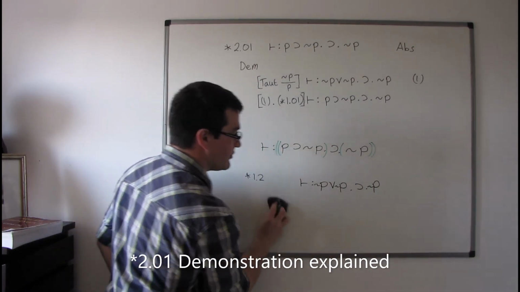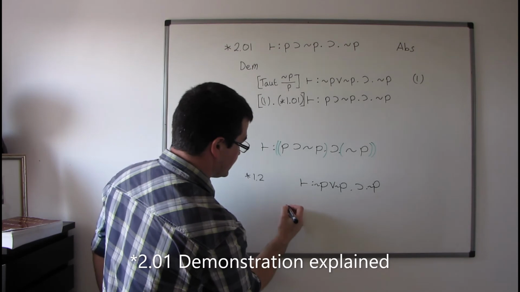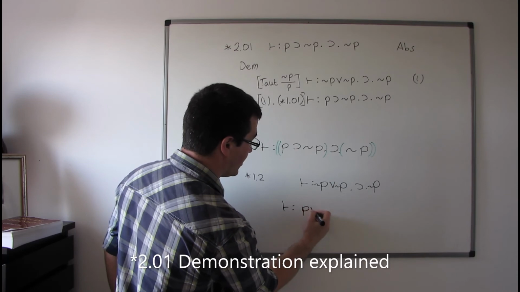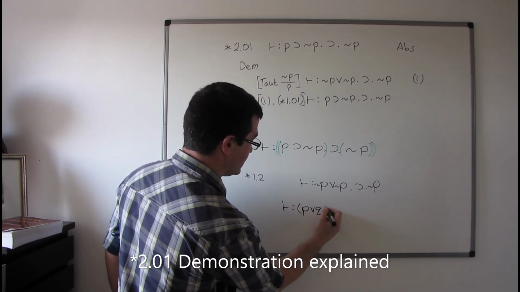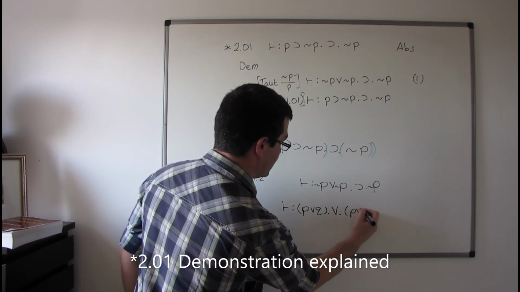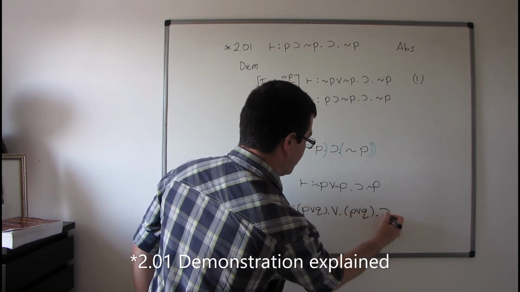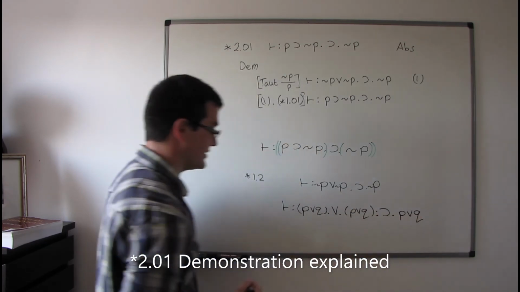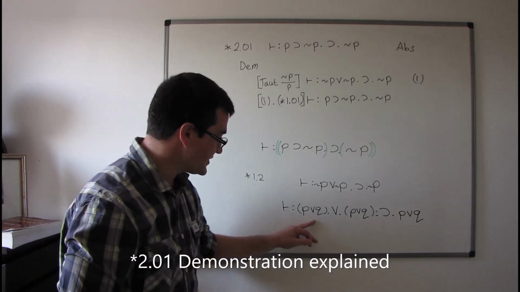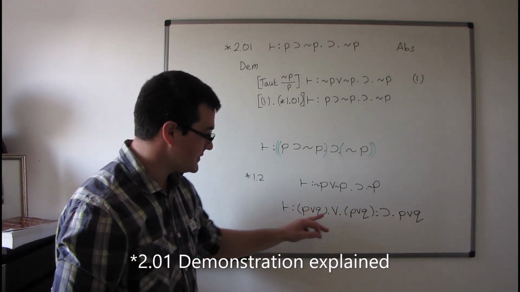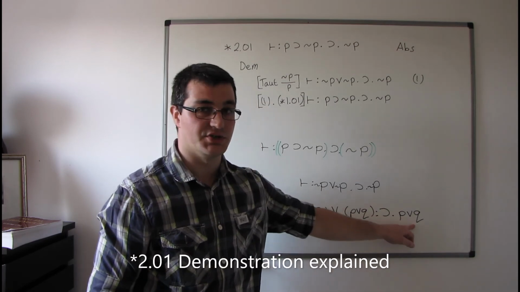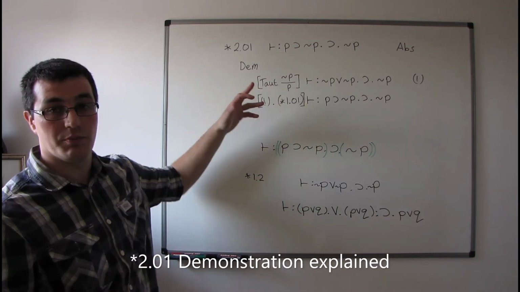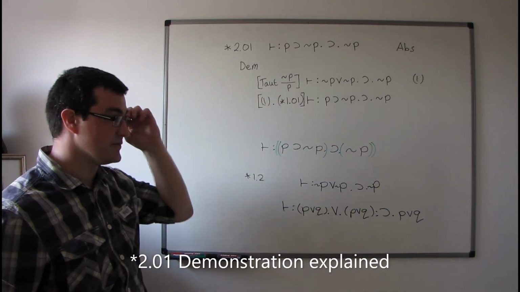But similarly, I could replace with more complicated expressions. So I could replace the P with P or Q. So P or Q, or P or Q, implies P or Q, for instance. It's still got the same form: the disjunction of a proposition with itself implies the proposition. So all of these are effectively immediate consequences of this star 1.2, just with different substitutions being made.